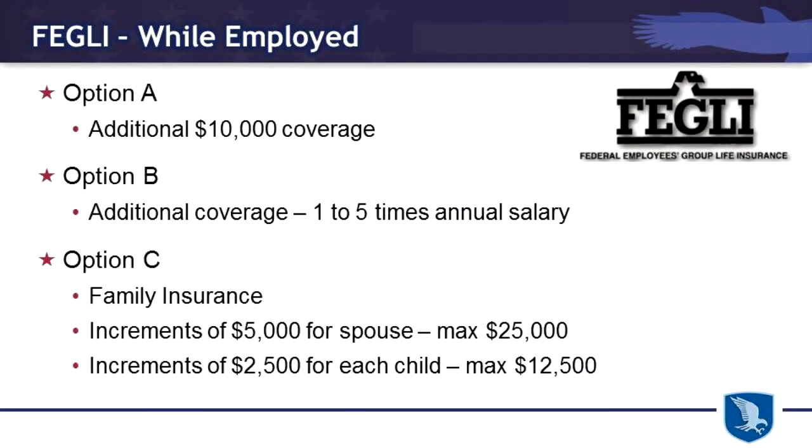So that's FEGLI Basic. Now, on top of that, we have several other options. Option A comes with additional $10,000 worth of coverage if you choose it. Then option B has additional coverage 1 to 5 times your annual salary. Then option C has family insurance. You can get increments of $5,000 for your spouse up to $25,000 and increments of $2,500 for each child, a maximum amount per child of $12,500.